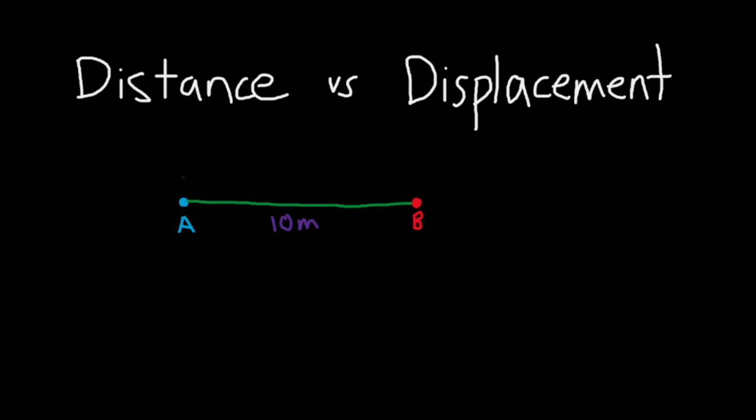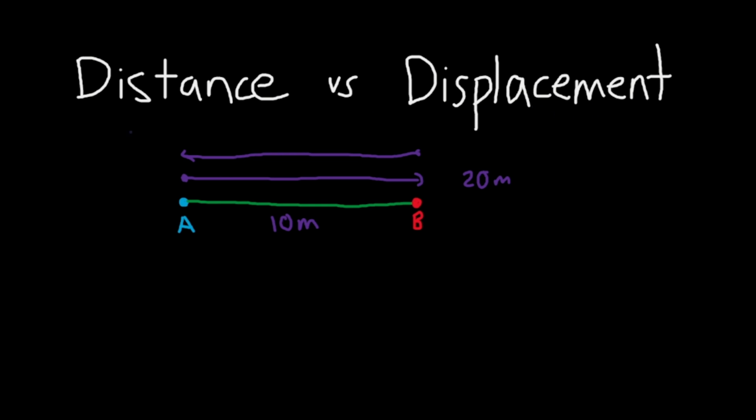A person starts at point A and travels to point B, and then travels from point B right back to point A, and they end up in the same spot, point A. The total distance traveled would be how much the person traveled from point A to point B and back from point B to point A. The distance between point A and B is 10 meters. Since they traveled the distance once and then once again, it would be 10 meters plus 10 meters, and you get 20 meters of total distance traveled.